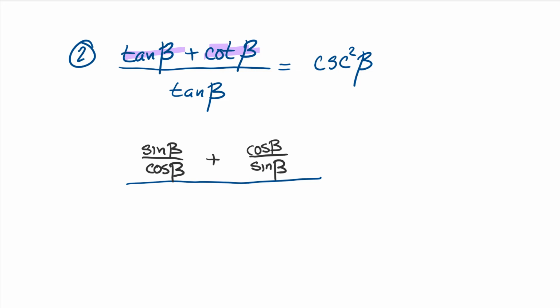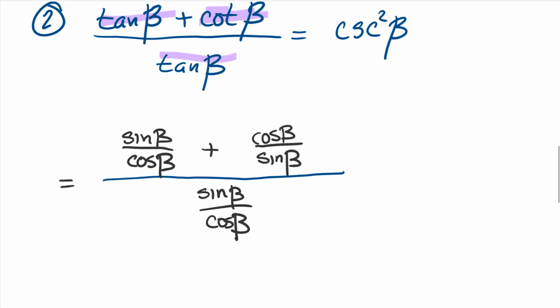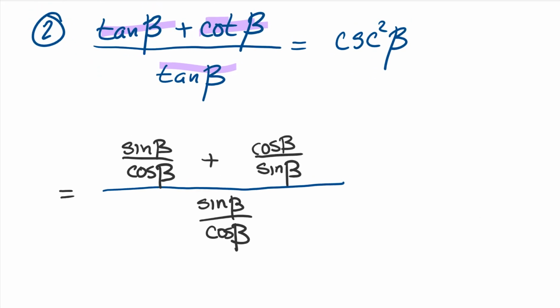Cool. Lastly, let's go down to our denominator and we'll place that in and we'll change this to sine of beta over cosine of beta. There's a lot going on, but all we got to do is just focus. We don't want to mess around with the denominator yet. It's up top. It's up top. We want to do this.